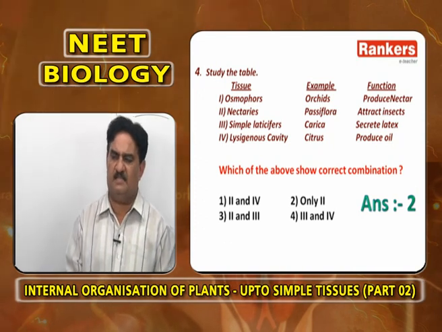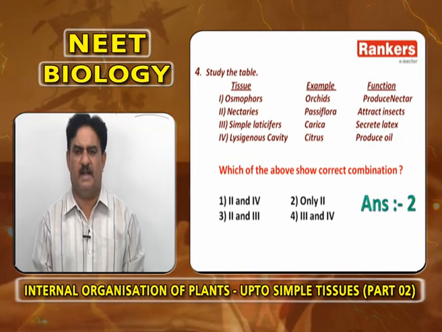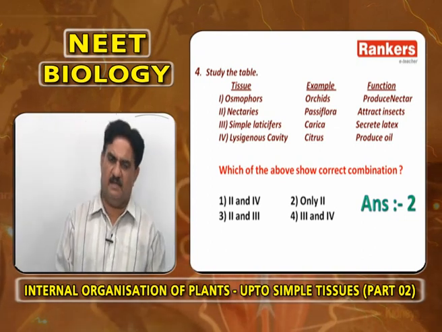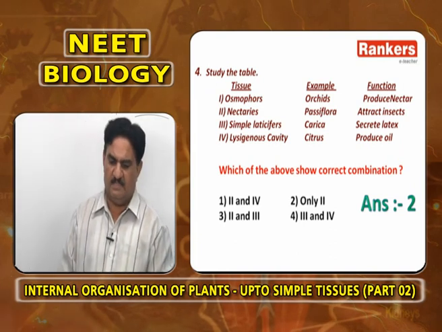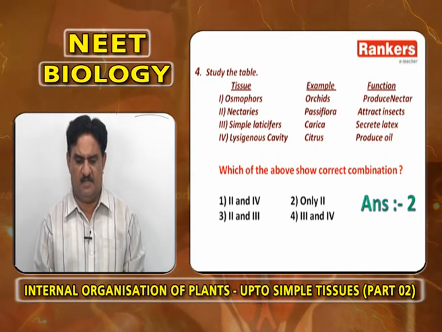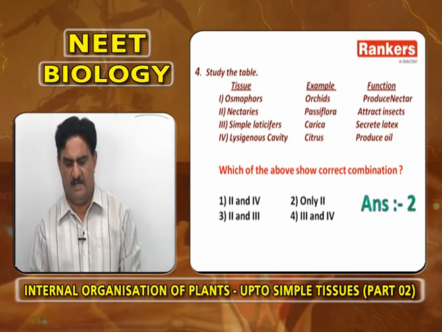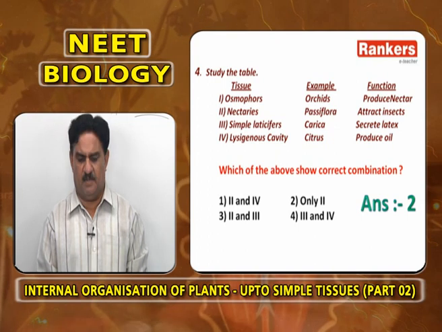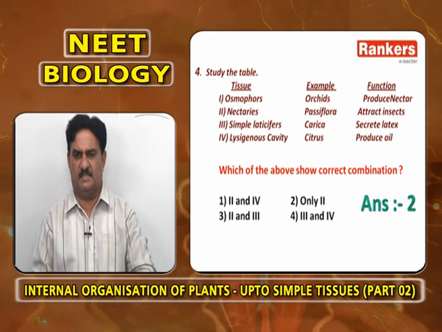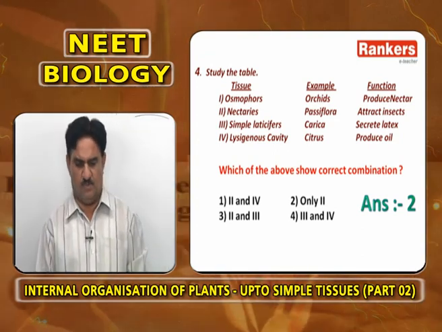Simple laticifers in carica secrete latex. Simple laticifers secrete latex is correct, but carica is wrong. Simple laticifers are found in nerium, hibiscus and some other plants, not in carica. Lysigenous cavity in citrus producing oil is also wrong. The correct combination is only two, that is nectary in passiflora attracting insects. In citrus, it does not produce oil. It is a lysigenous cavity which stores an oil which is volatile, that means once it gets exposed, it evaporates. So, only 2 is correct.